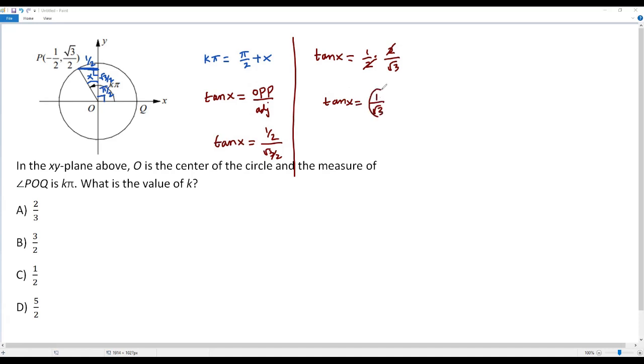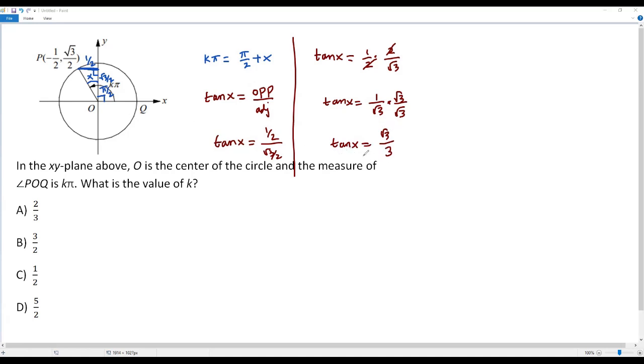Now let's rationalize the denominator over here. For that, we have to multiply both numerator and denominator by square root of 3. We get tan x equals square root of 3 over, that is 1 times square root of 3, and square root of 3 times square root of 3 is 3. Now we can use a trigonometric ratio table and get the angle measure for x, for which the value of the trigonometric ratio tangent is square root of 3 over 3.